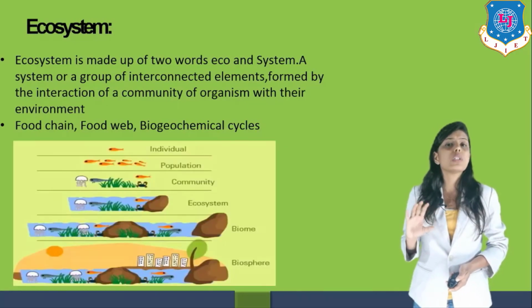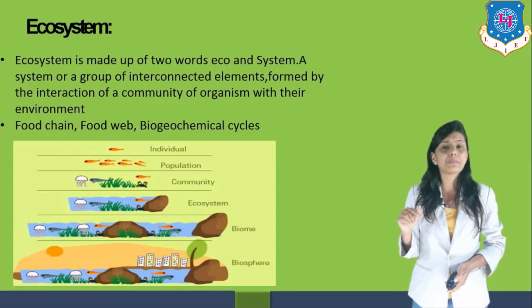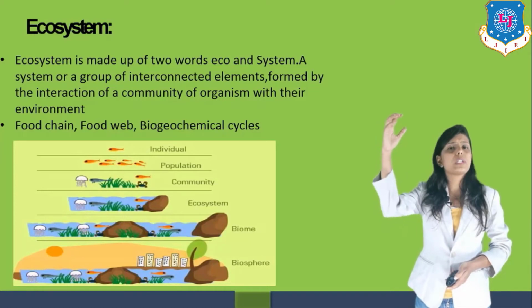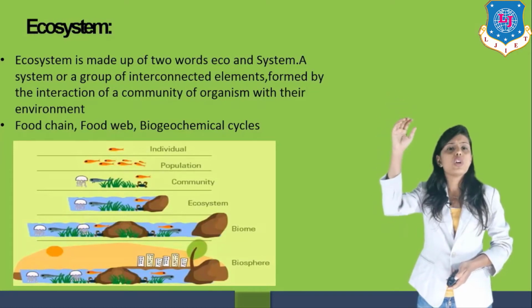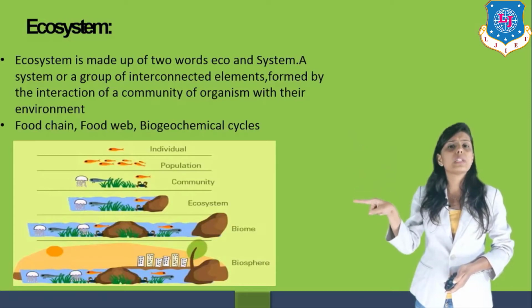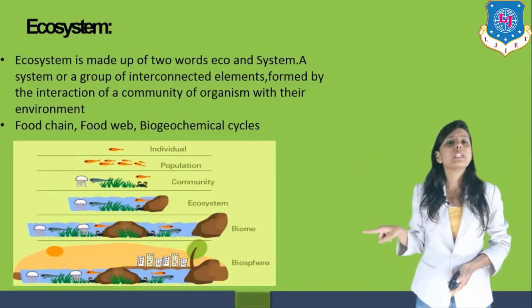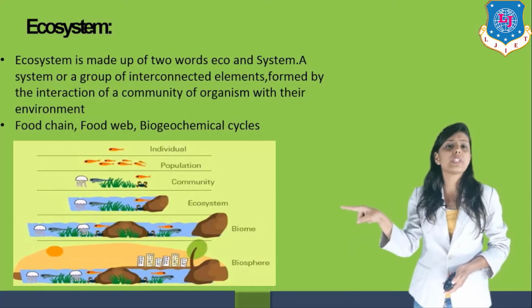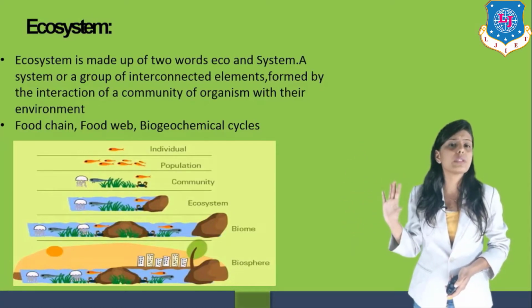So you are studying smaller organisms also, bigger organisms also, and their interrelationship with each other, then it is known as ecosystem. Here you can see human beings, biome, ecosystem, community, population and individual. So you are studying all of these, individuals, population, community, ecosystem, biome, then biosphere, all the relationship of all these components with each other, that is known as ecosystem.